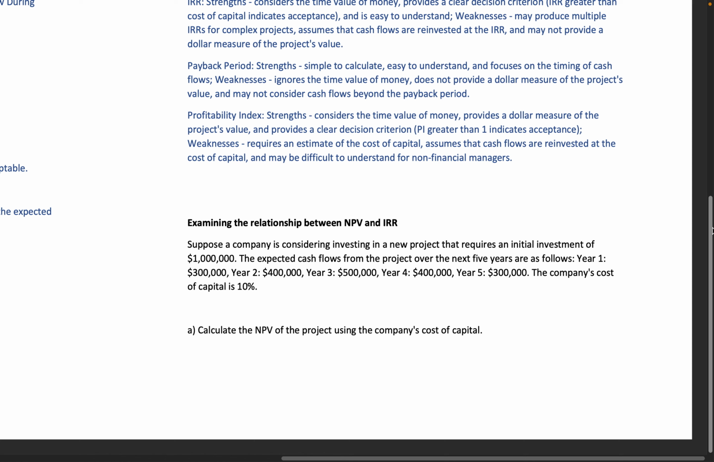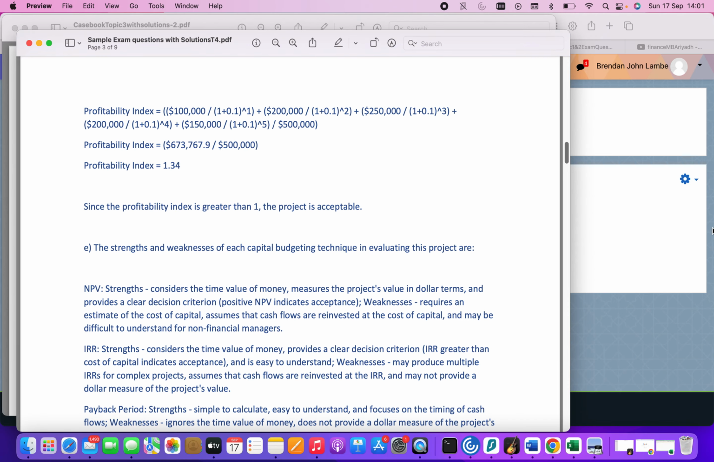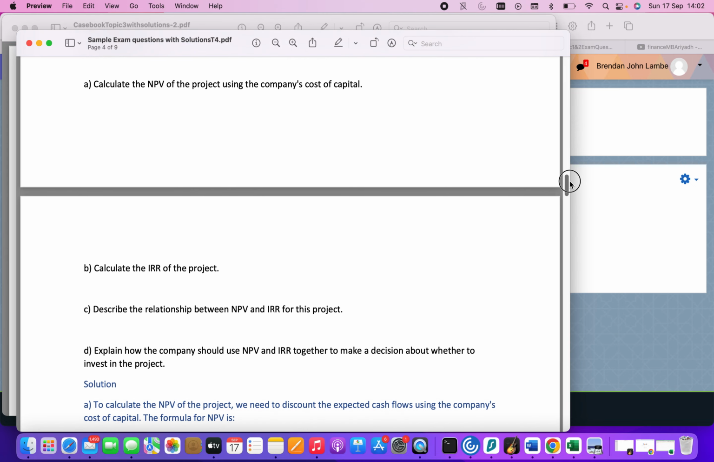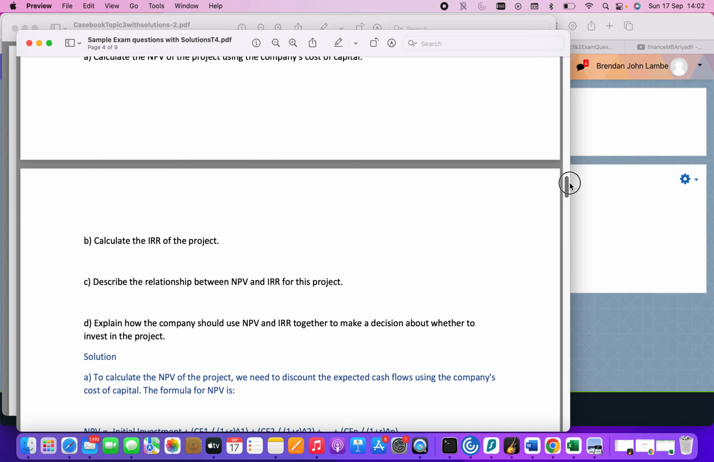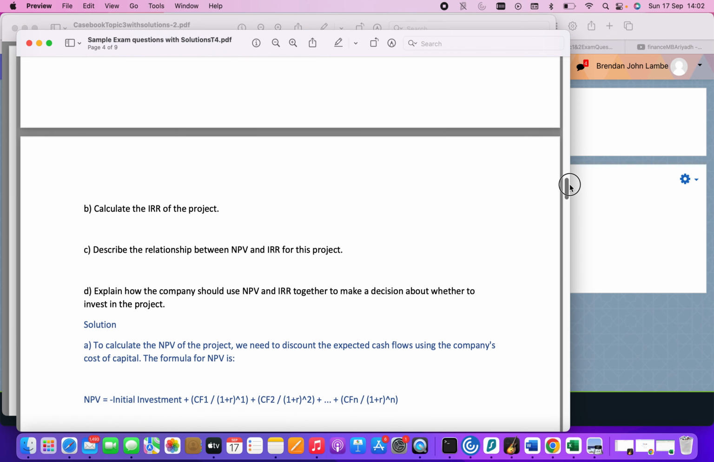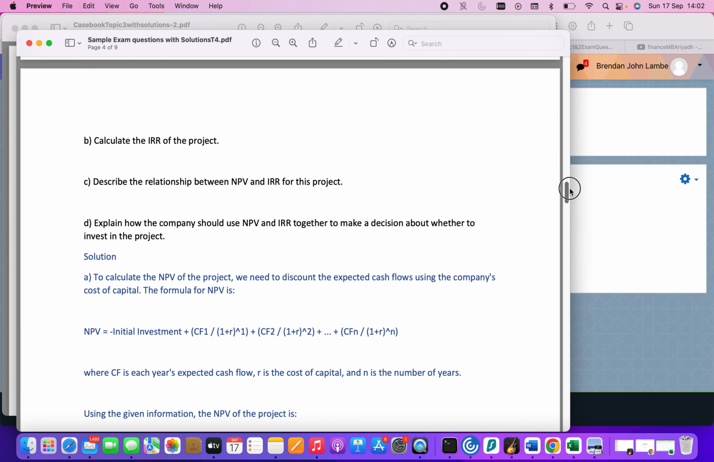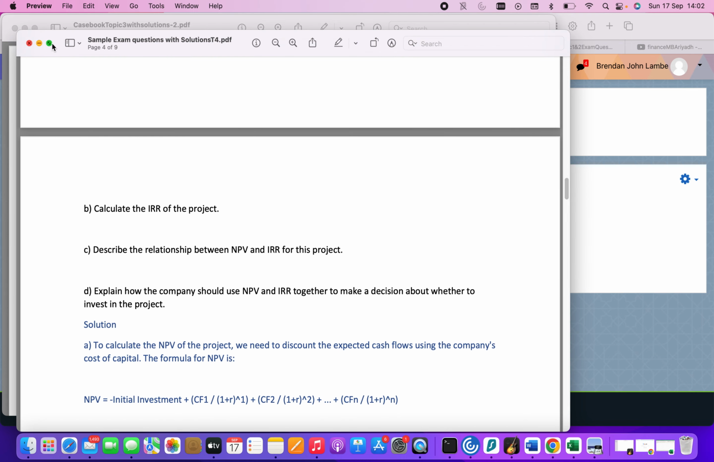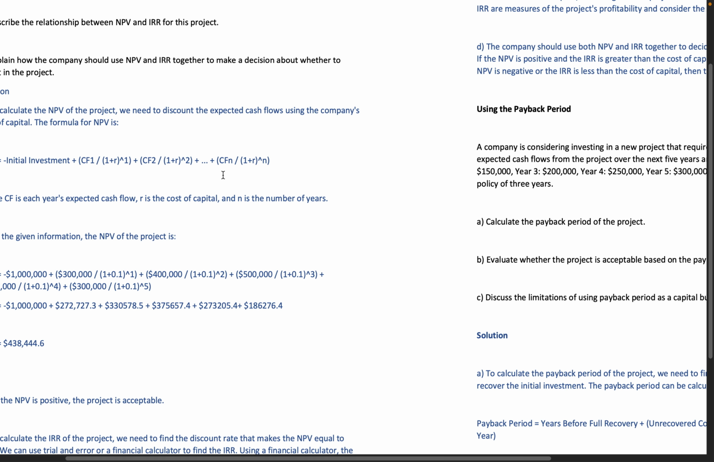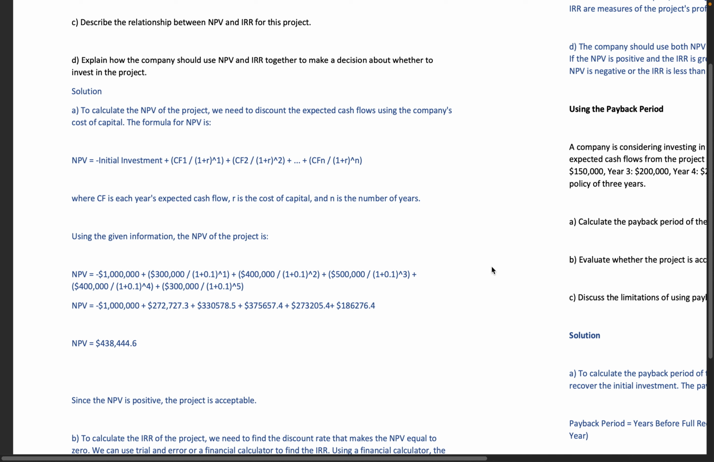The first question asks you to calculate the NPV of the project using the cost of capital. The second question is to calculate the IRR of the project, and the third question is to describe the relationship between NPV and IRR, and explain how the company should use NPV and IRR together to make a decision about whether to invest in the project. So I've given you an IRR example, but you will not see an IRR calculation in the final exam.